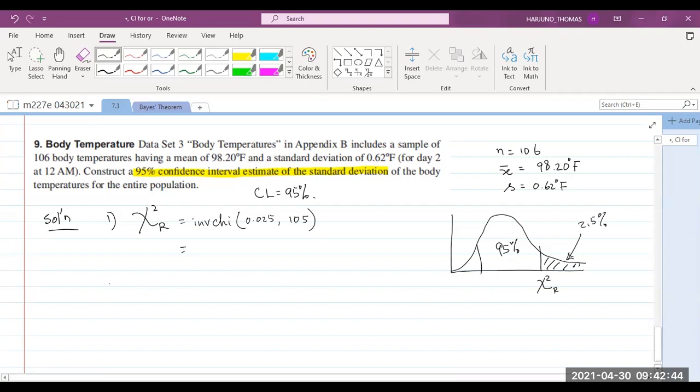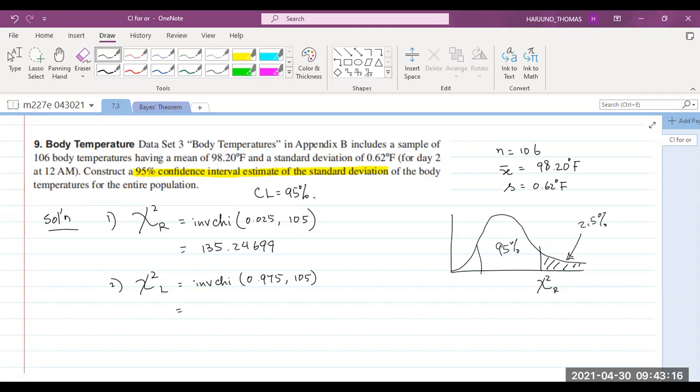While waiting for my calculator, let me start writing chi-squared left equals inverse chi, 0.975, 105. I just get the result here. This is 135.24699. And then I will work on chi-squared left. The area to the right is 0.975, degrees of freedom 105.